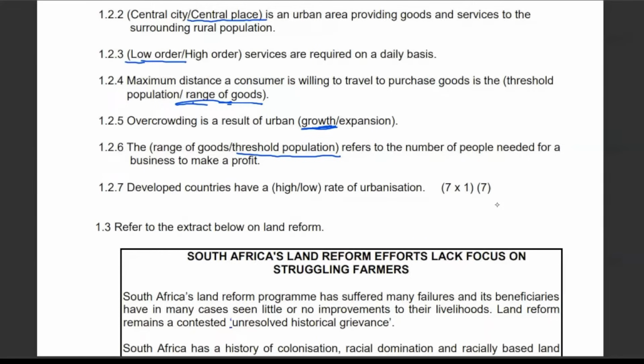Developed countries have got a high or low rate of urbanization. Developed countries have got a low rate of urbanization. It is only in poor countries or developing countries where the rate of urbanization is very high. People move to urban areas in poor countries in the pretext of finding jobs and also because of poverty in rural areas, and also mainly because of lack of basic services in the rural areas. But in developed countries, it's very minimal. The trends are high in poor countries or developing countries.